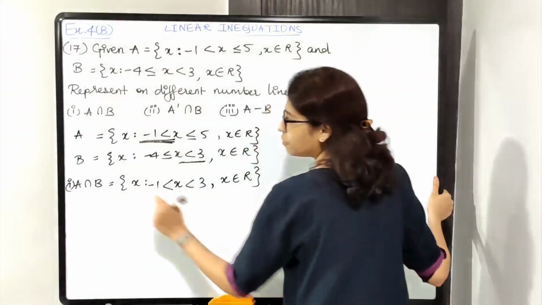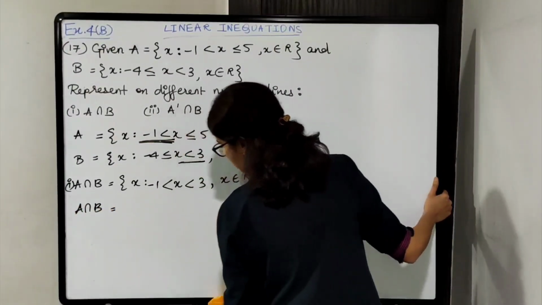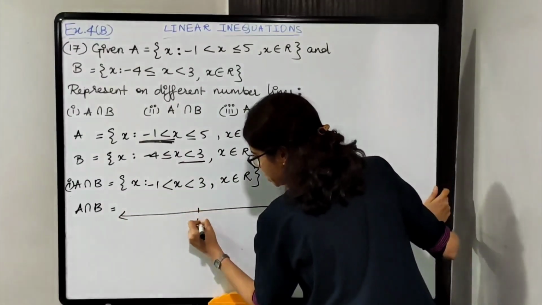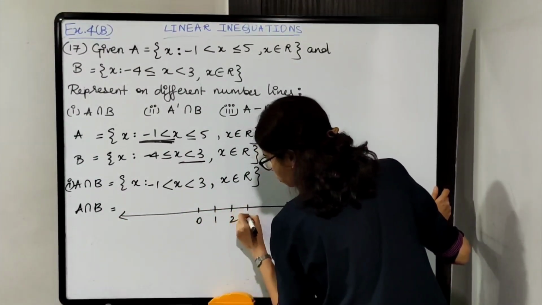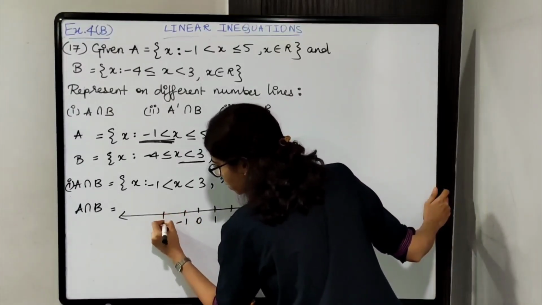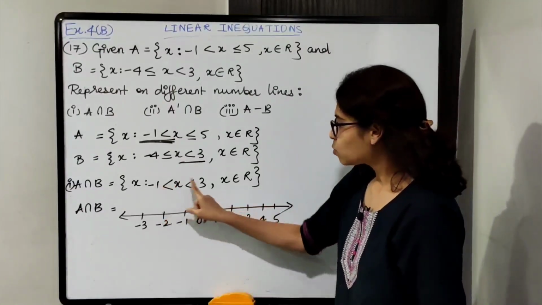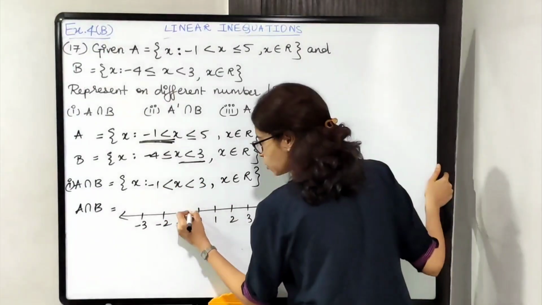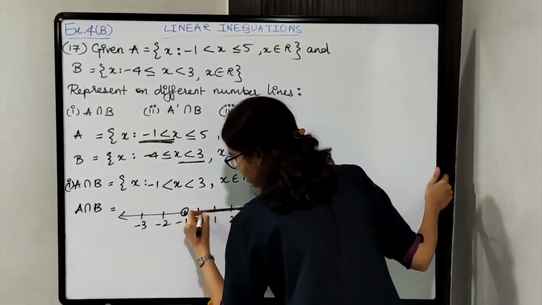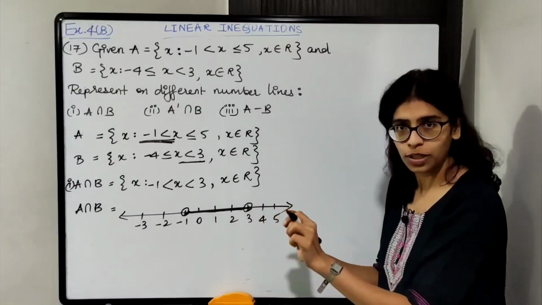So this is the first part. A intersection B on the number line क्या होगा? 0, 1, 2, 3, 4, 5, -1, -2, -3, okay. -1 to 3 का रेंज है. सो -1 को सर्कल कर दो, 3 को सर्कल कर दो, एंड इन बिटवीन एनी वैल्यू इज पॉसिबल. सो विद द हेल्प ऑफ पेंसिल एंड स्केल यू विल डार्कन द लाइन, थिक कर दो लाइन को, ओके.